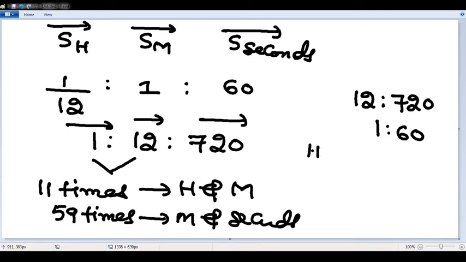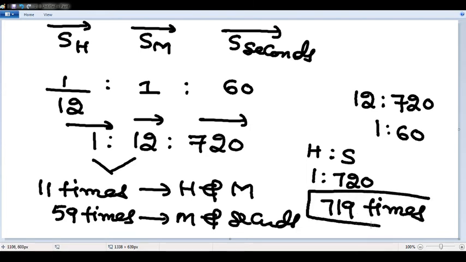If it is the hour hand and seconds hand, 1 is to 720, which is 719 times. Only the hour hand and minutes hand will be there in the textbook; these other two will not be. But if you know the concept, you can deduce even this. The hour hand and minutes hand will coincide 11 times in 12 hours. The minutes hand and seconds hand will coincide 59 times in 12 hours. The hour hand and seconds hand will coincide 719 times in 12 hours.